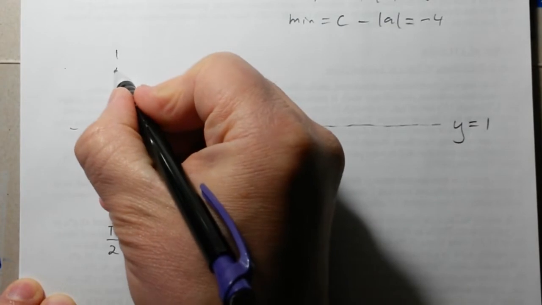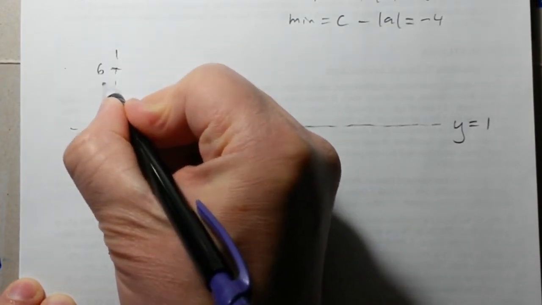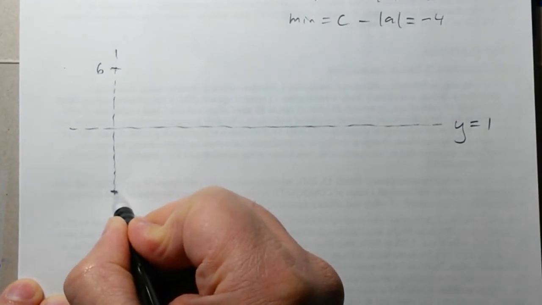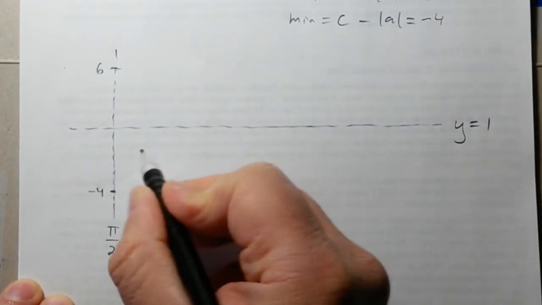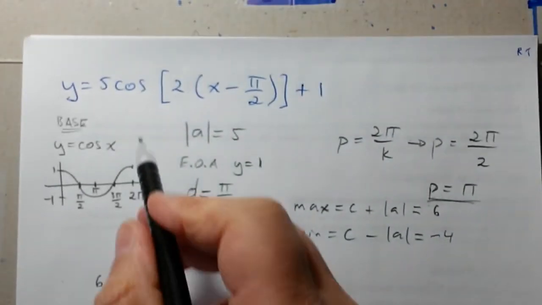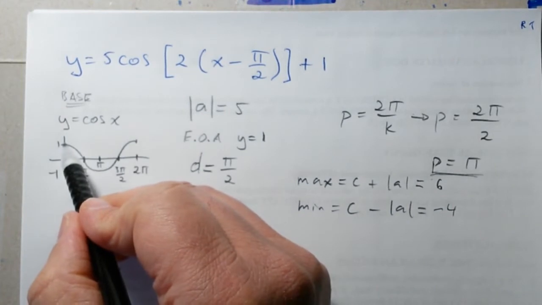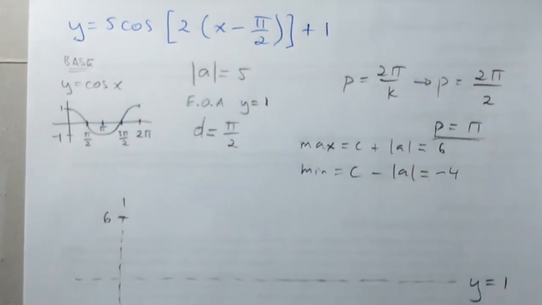Now the maximum value here is 6, and the minimum value will be -4. Okay, and so the base function, we know it's going to be y equals cosine x, and so we start at the top, we start at the maximum value, and then we go down, and then we return to the maximum value.